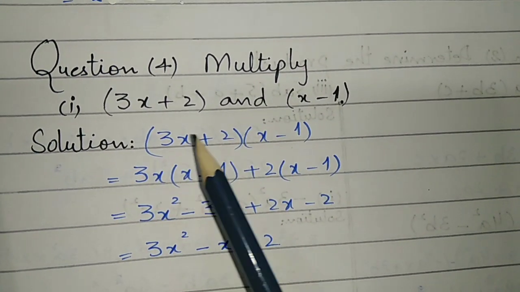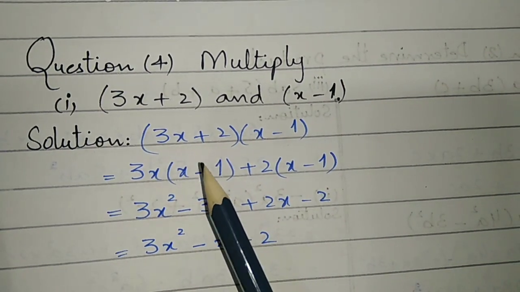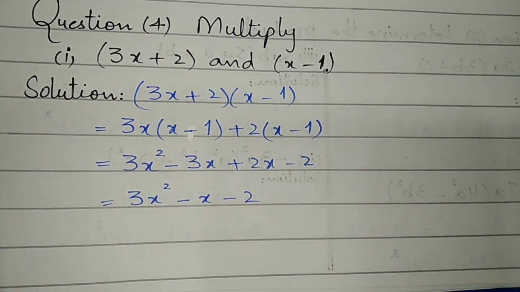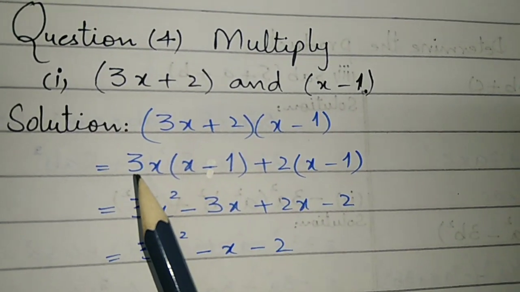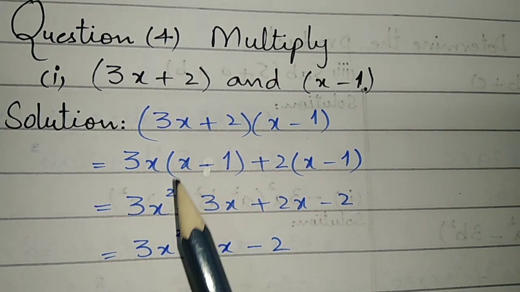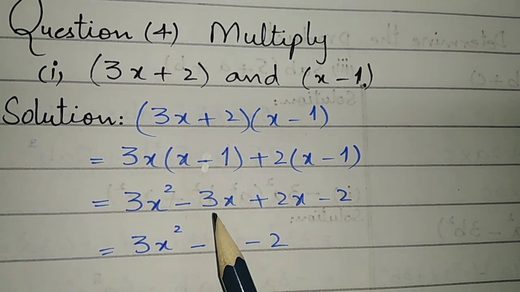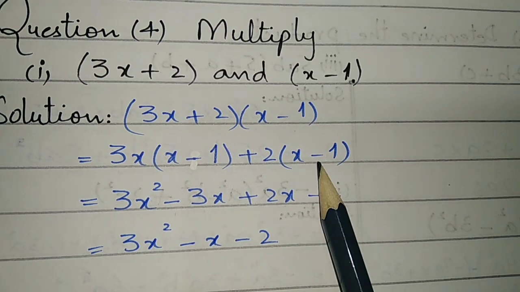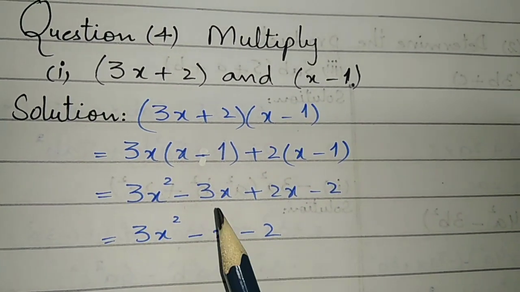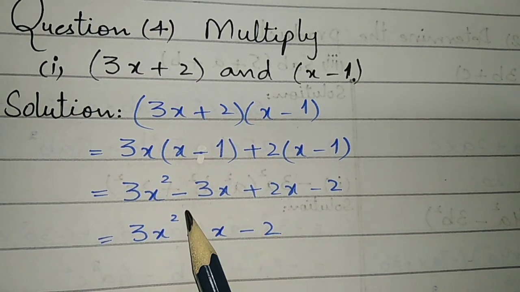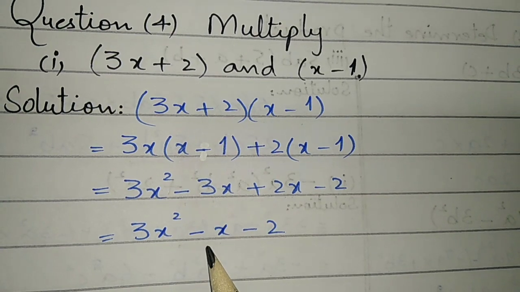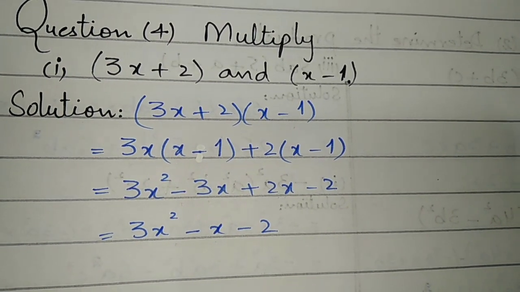So 3x is going to be multiplied with the whole bracket x minus 1, and positive 2 is going to be multiplied with x minus 1, with the whole bracket. Now 3x times x is 3x square, because the powers will be added. 3x square minus 3x plus 2x minus 2. Now 3x square, minus 3x plus 2x is minus x, and minus 2, is the product of these terms.